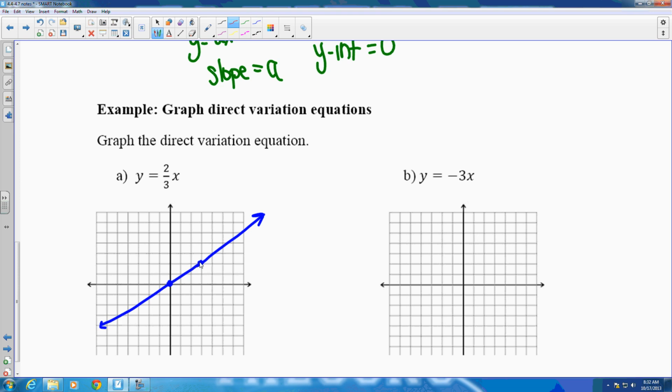B, still start at 0, 0. This time our slope is -3, so we go down 3 over 1. Make it straighter than that, preferably. And that was the graph for that one.